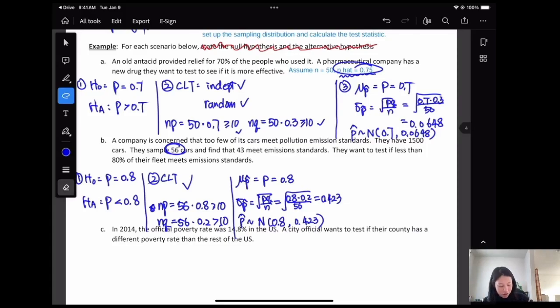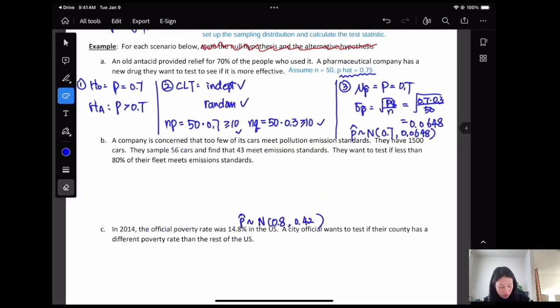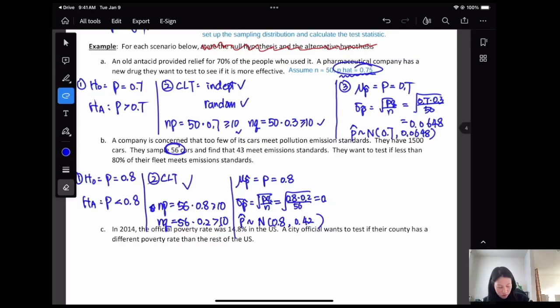Oh, sorry, I calculated this wrong. It should be 0.05345. So that's the sampling distribution of proportion.